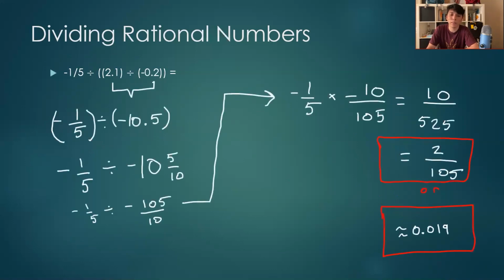Okay, so this here is what I did. You should have gotten 2 over 105, or if you did the decimal conversion, you should have gotten about 19 thousandths. So if you want to pause and look at the work that I did, and take that down in your notes, you can, and resume when you're ready.